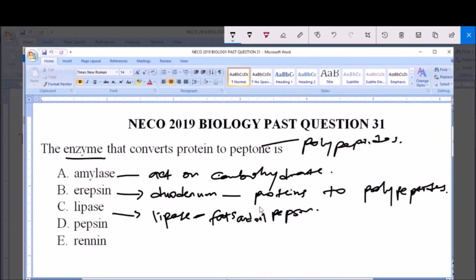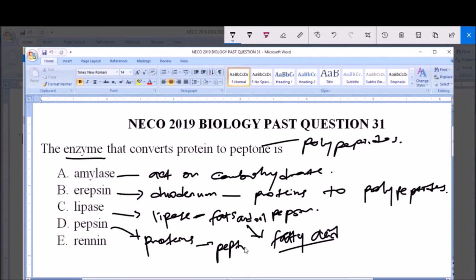It acts on fat and oil. That is lipase. So lipase acts on fat and oil to give fatty acids and glycerol. Now pepsin. Pepsin is the first protein enzyme, that is the first enzyme located in the stomach that acts on protein. It converts these proteins to peptones, which are also polypeptides.